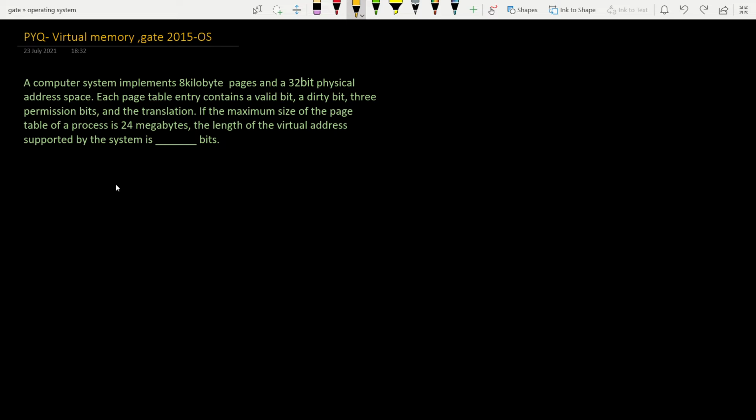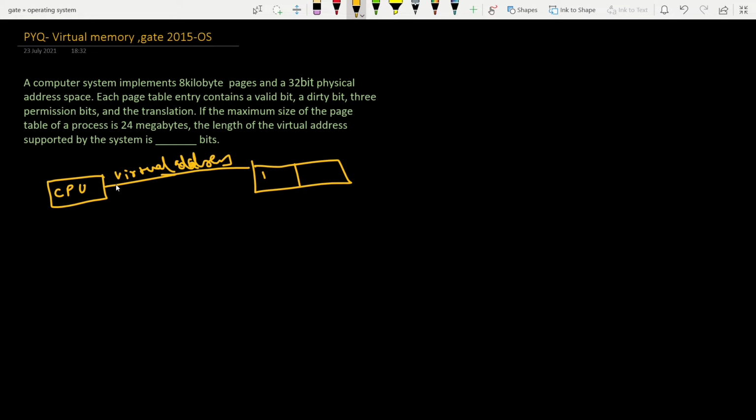So it's going to be like this. This is our CPU, and this will generate the virtual address, and this is of this form. So we have this virtual page number, I'll be denoting it with VPN, and then we have this offset.